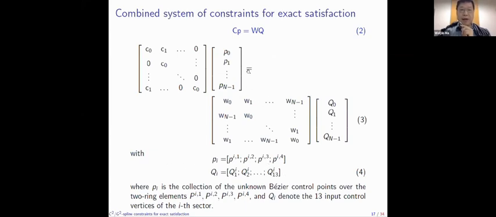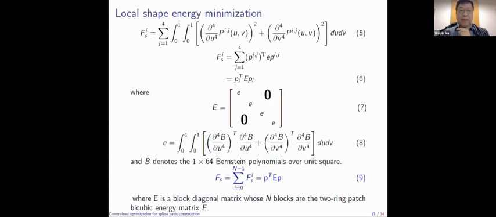In this slide you see all the constraints we must use. Cp = Wq, where P stands for the Bezier control points for all the basis functions, of course patchwise, and Q stands for the local global control points. That's a relation we must meet for the G2 and C2 continuity constraints.